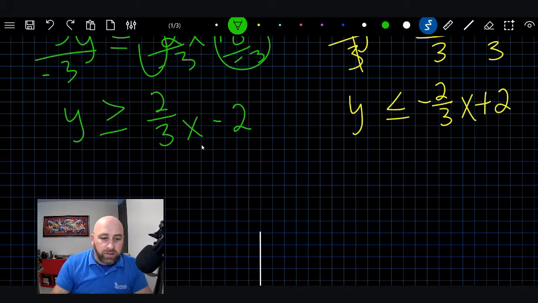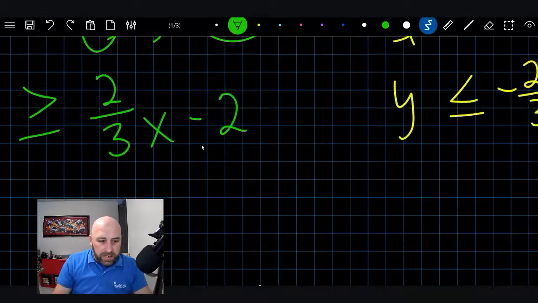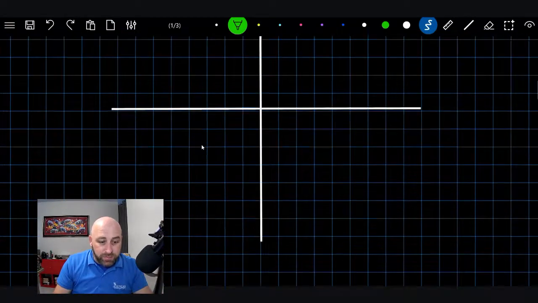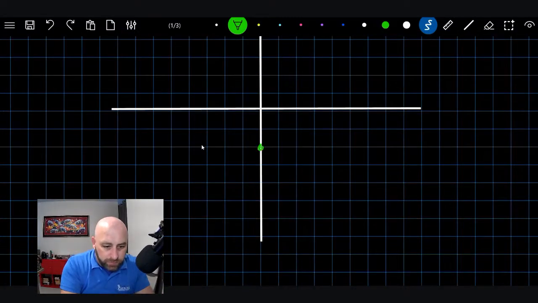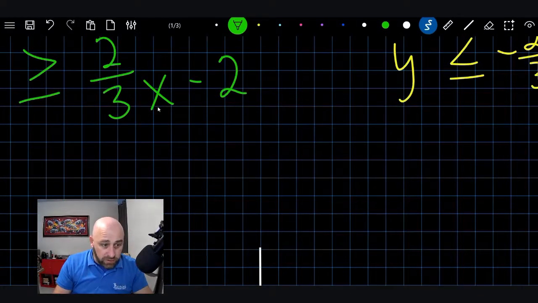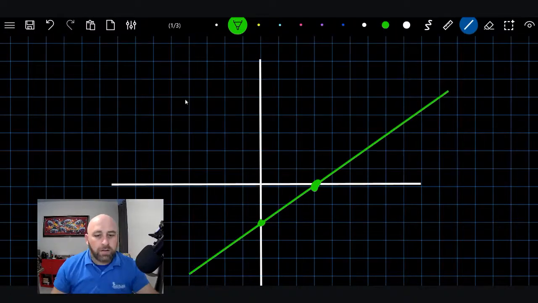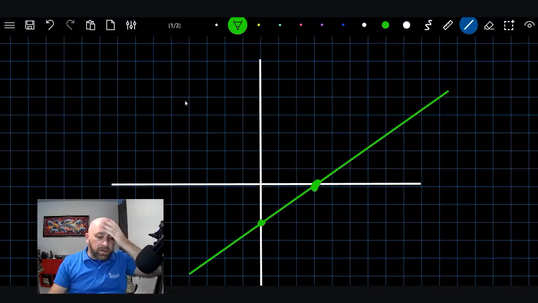We'll start with the green line. Blow this up a little bit. We have a negative 2, so our first point will be at negative 2. Then our slope is 2/3, positive. Up 2, over 3. So there's our second point. Let's go ahead and draw our green line. All right, there we go. Got our green line on there.